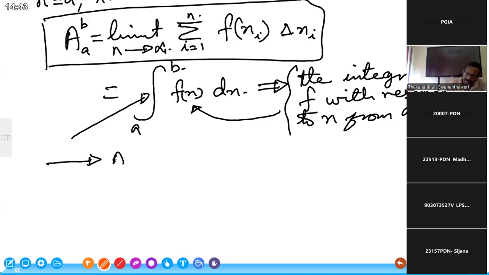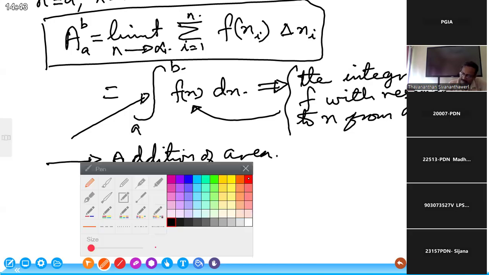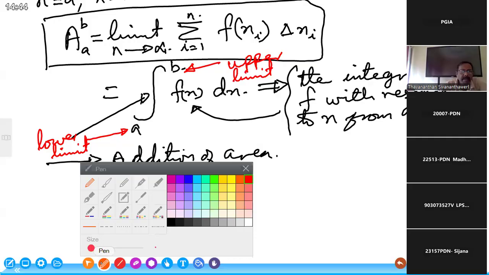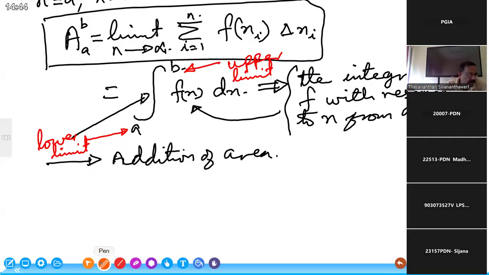Integration is the addition of areas. Now, when you talk about addition of areas, a is called the lower limit, and b is called the upper limit.